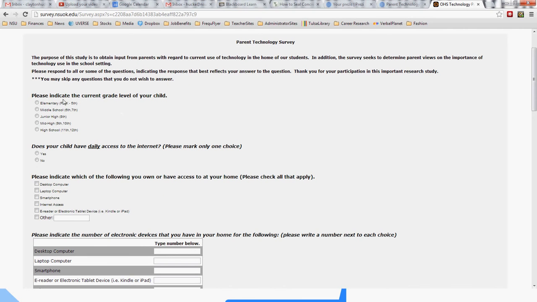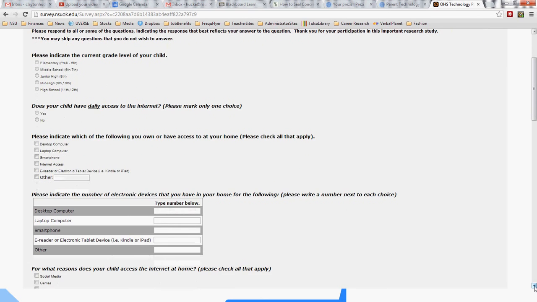The beginning of the survey starts out with some demographic information, asking them to tell what the grade level of their child is. Then we start getting into the heart of the survey. Does your child have daily access to the internet? We're trying to see what their access to technology is at home.